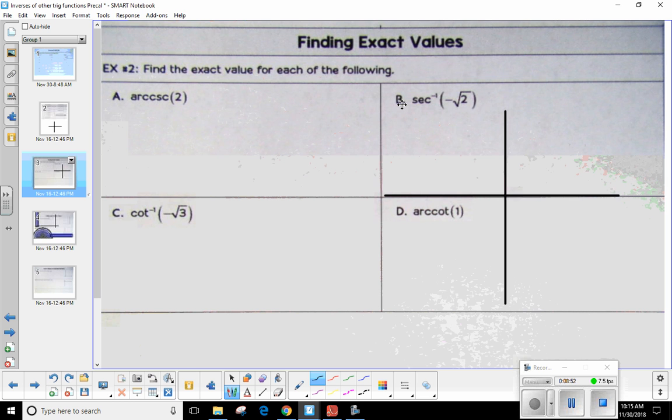Secant inverse of negative square root of 2. Jane, what's the reciprocal of secant?